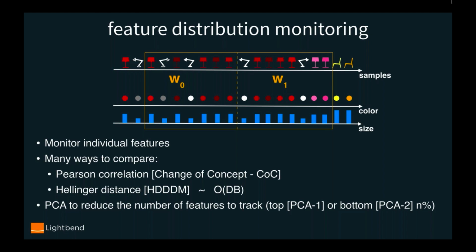Hellinger distance has order of dB time complexity, where D is the data dimensionality and B is the number of bins. It's using a histogram-based method. And the space complexity is order of D. So it's efficient enough, but it clearly has drawbacks also. It's not capable of addressing population drift, for example, because we're looking at individual features only, and its sensitivity drops with class imbalance.